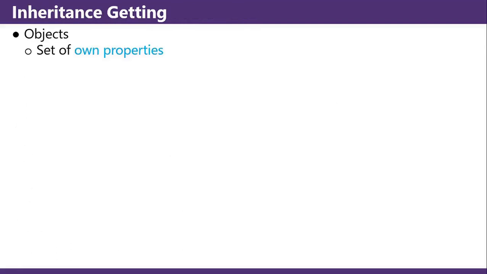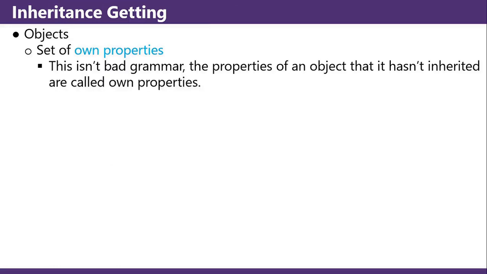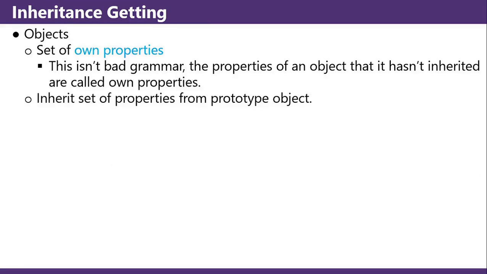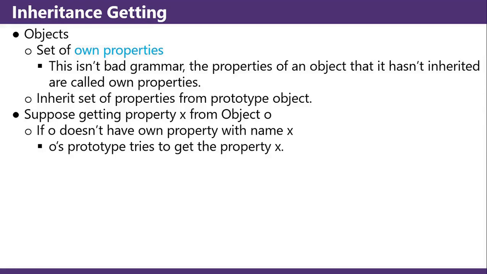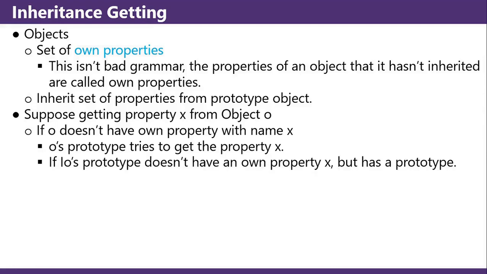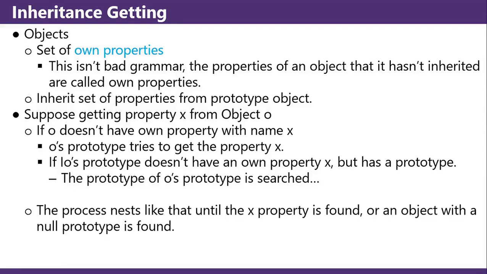Inheritance, getting. Objects have a set of own properties. This isn't bad grammar. The properties of an object that it hasn't inherited are called own properties. Objects also inherit a set of properties from the prototype object. Suppose we're getting property x from object O. If O doesn't have an own property with name x, O's prototype is tried for the property x. If O's prototype doesn't have an own property x but has a prototype, the prototype of O's prototype is searched. The process continues like that until the x property is found, or an object with a null prototype is reached.